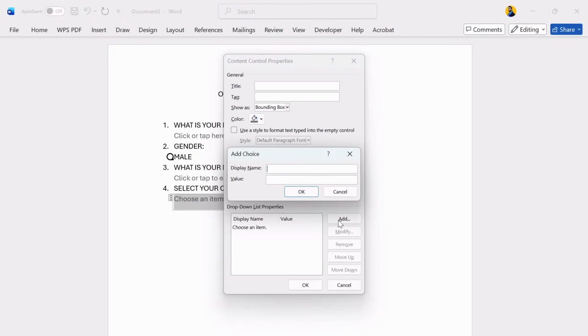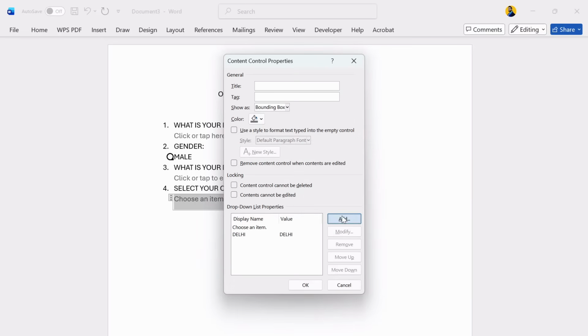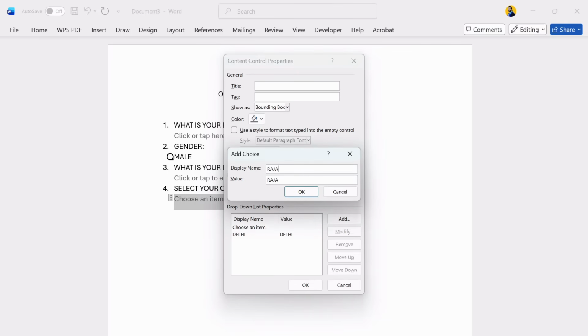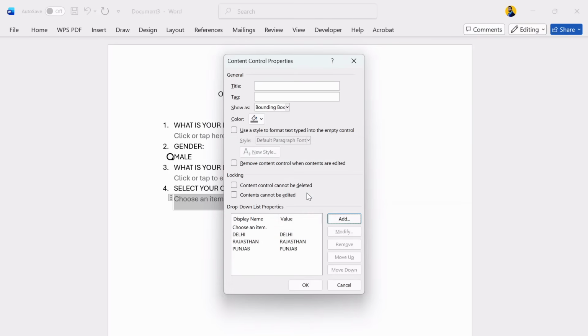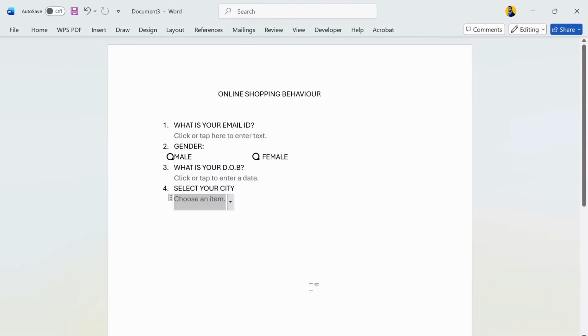So I just want to add first, let's say Delhi. Then I will add another one. Okay. Then we will add Rajasthan. And after Rajasthan, we will add, let's say, Punjab. And you can add many more. So now we will click okay. So when you see now, we have the drop down. So you can do the same like this.